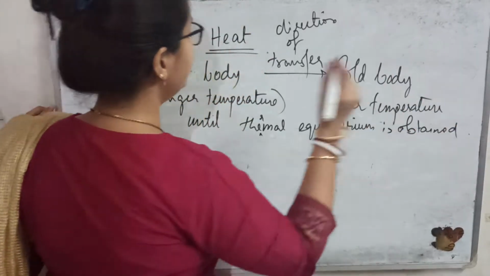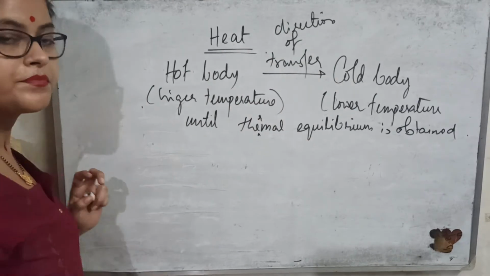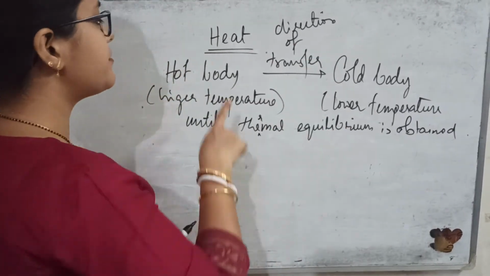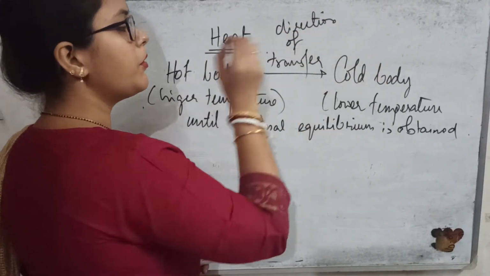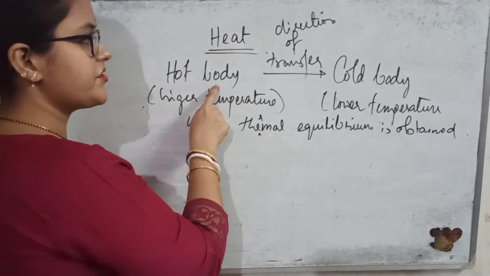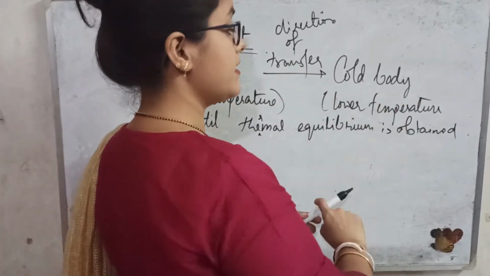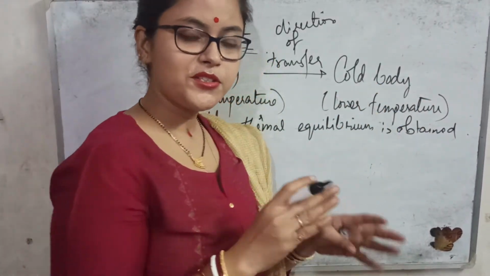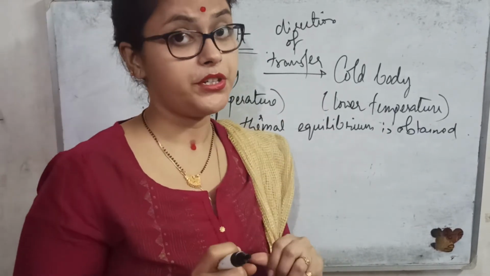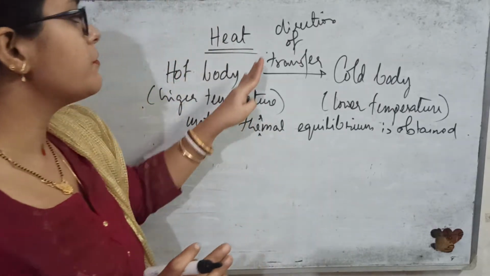Just now I have said that these two bodies will acquire the same temperature due to the transfer of heat, because if heat transfers from the hot body to the cold body, it will show a fall in its temperature and the cold body will show a rise in its temperature. So there will be a point of time when the two bodies will obtain the same temperature. Until that point, the heat will keep on transferring.